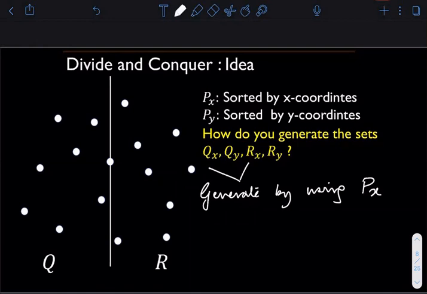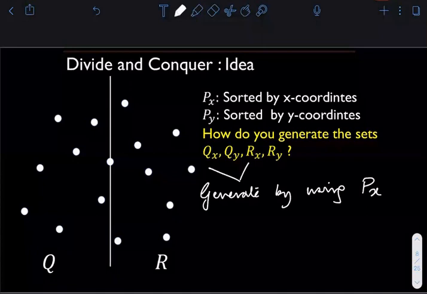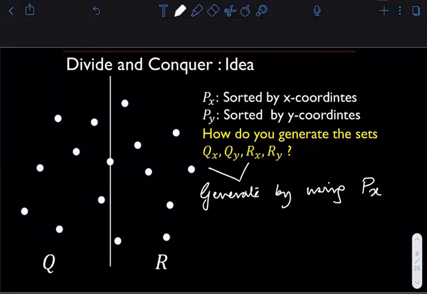I cannot just directly copy, right? Remember the set Py is sorted according to the y coordinate, but now I have to split that set into Qy and Ry, and I want Qy and Ry to be sorted among themselves. So Qy should be sorted and Ry should be sorted. So how do we generate Qy and Ry given Py?